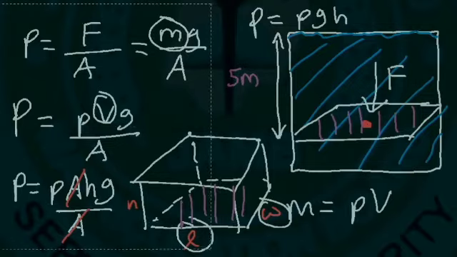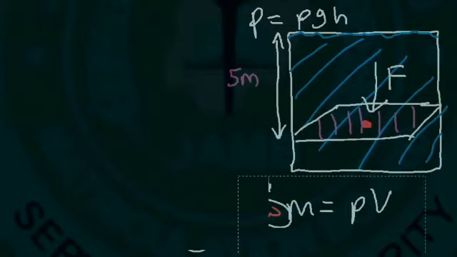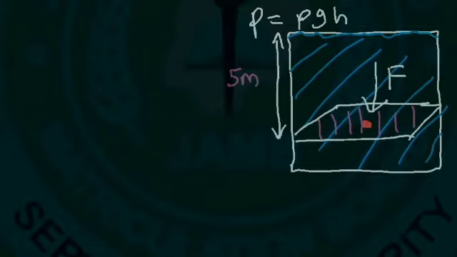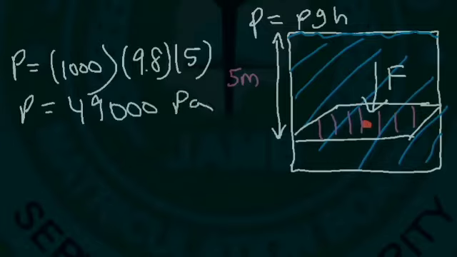So now we can calculate it. The density of water is about 1,000 kilograms per cubic meter, times g, which is 9.8, times 5 meters. So it's basically 5,000 times 9.8. So the pressure due to the water above that point of interest is 49,000 pascals.